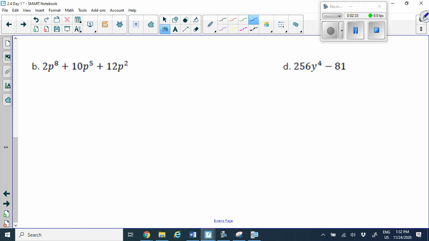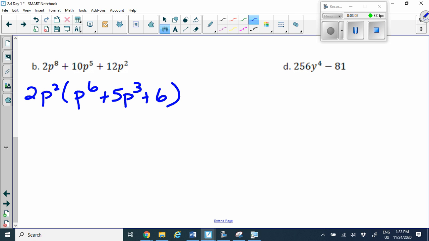Now, part B is going to be similar to if this was already a squared, okay? The very first thing you should always ask yourself is, do these terms have anything in common? In fact, these do. All three have a 2 and a p squared in common. Now, I'm going to rewrite this. I have p to the 6, because remember, we're basically dividing those bases, so we subtract the exponents. And I get plus 5p to the 3rd, and then plus 6.